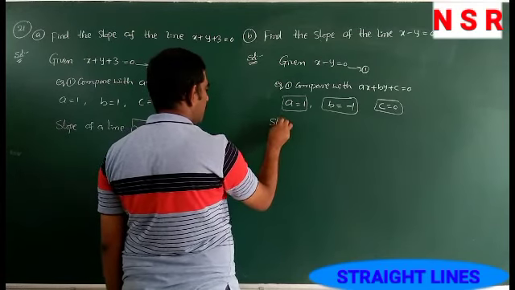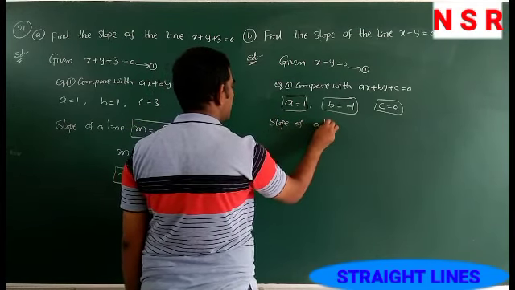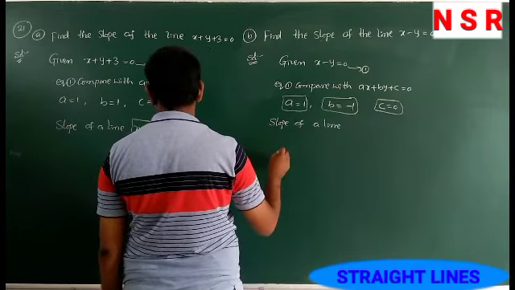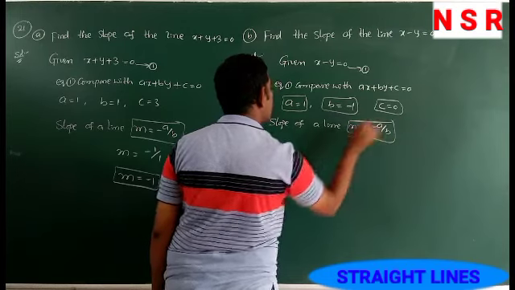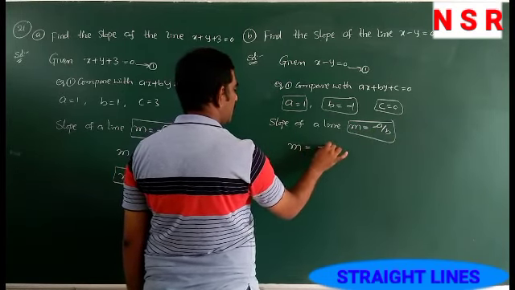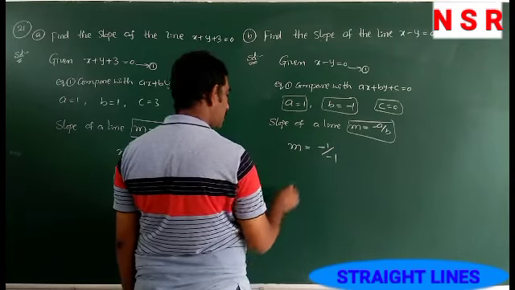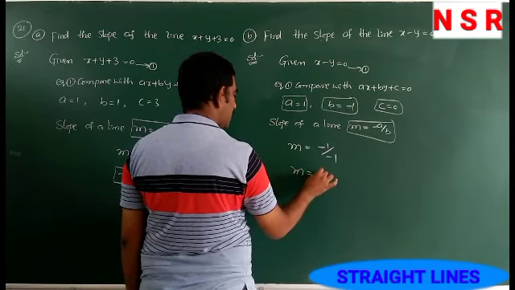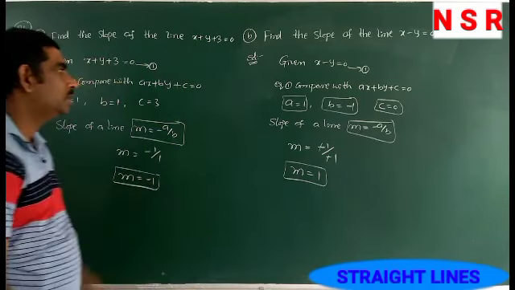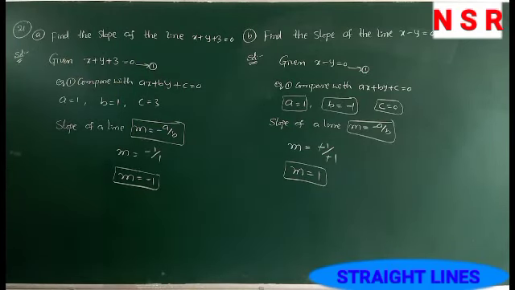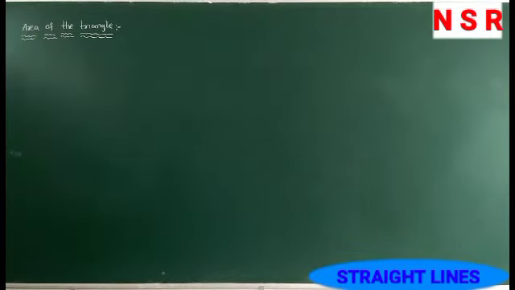So the slope of a line formula is m equal to minus a by b. So m equal to minus 1 by b value, also minus 1. So minus 1 by minus 1 is equal to 1. So here minus minus gets cancelled. Now the slope of this line is 1 and the slope of the first line is minus 1. So the slope of a straight line formula is minus a by b. Remember it.